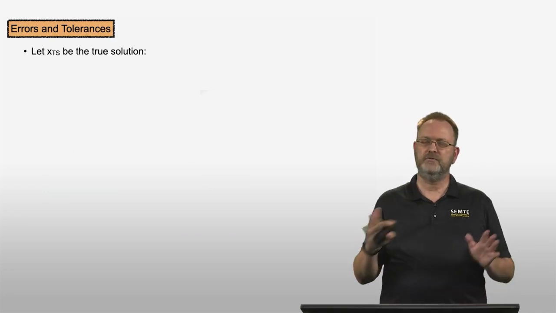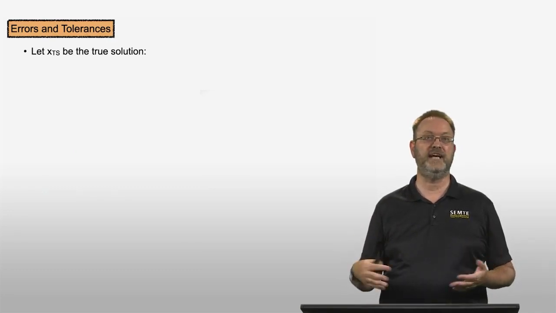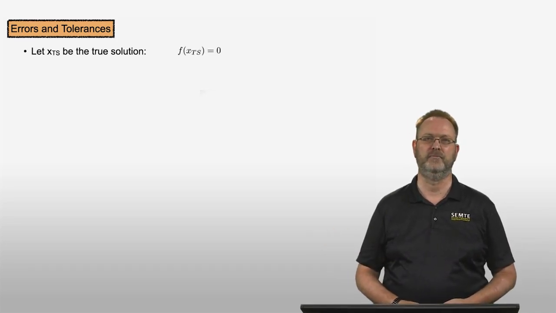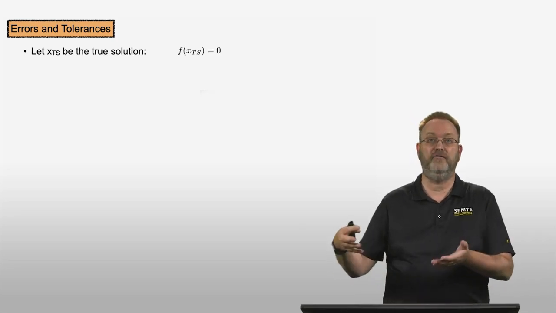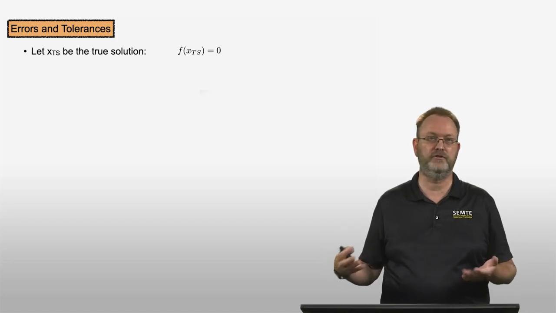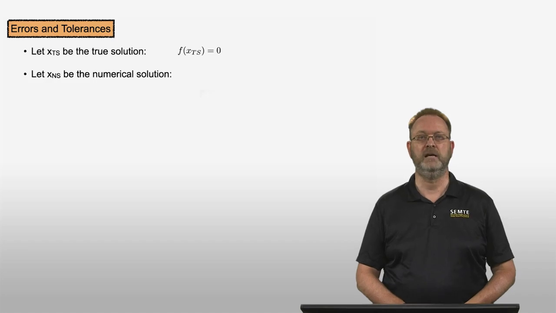So errors and tolerances. Let's do a couple of definitions. First, let's write the true solution as x sub ts, ts for the true solution. So if x_ts is the true solution, then f of x_ts has to be equal to 0, because we're looking for the true solution that is a root to f of x equal to 0.